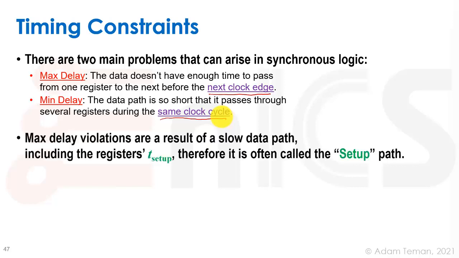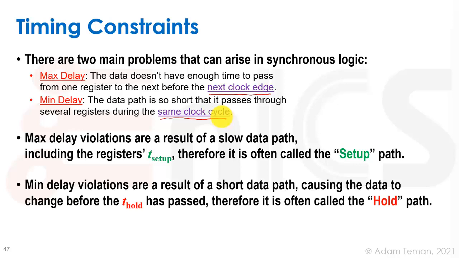Max delay violations are a result of a slow data path. These include the T-setup of the registers, and therefore we usually call it a setup path. So max delay is the real slow stuff. On the other hand, min delay is a real fast path. Min delay violations are a result of a short data path, causing the data to change before T-hold is met. Therefore, it's often called the hold path. So again, max delay equals setup paths. Min delay equals hold paths. And this is something that we're going to use quite often.